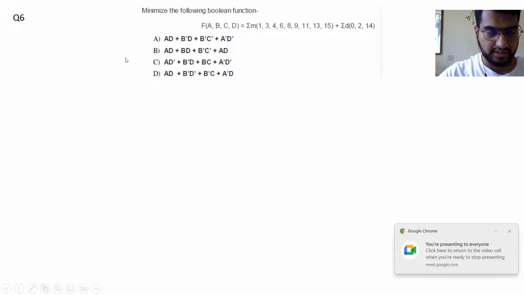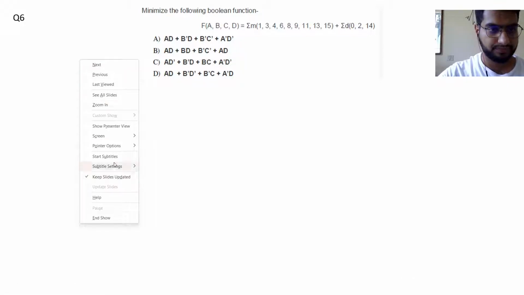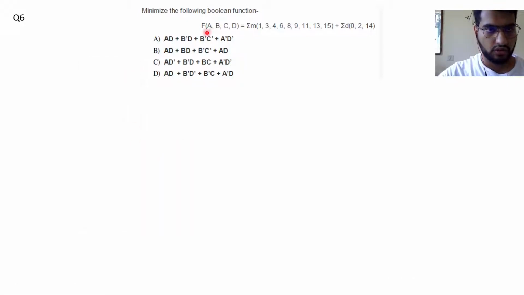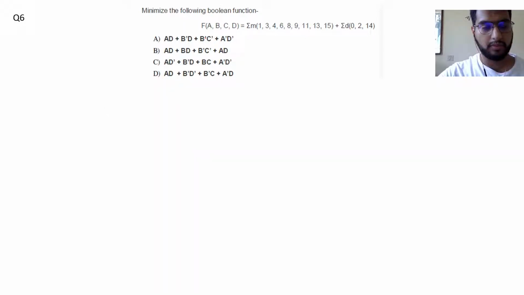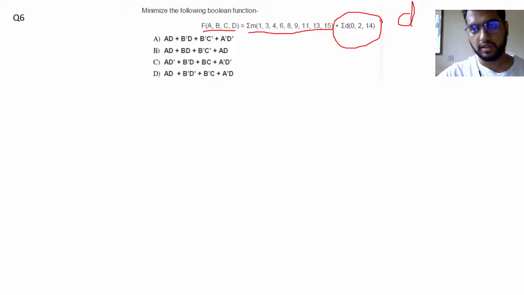So question number 6 is again a minimization problem. Here we are given this four variable function f of a b c d. We have the minterms that are equal to 1 are 1, 3, 4, 6, 8, 9, 11, 13, 15, and we are also given some don't care conditions which are 0, 2, 14. Don't care conditions are marked by this x in the K map.